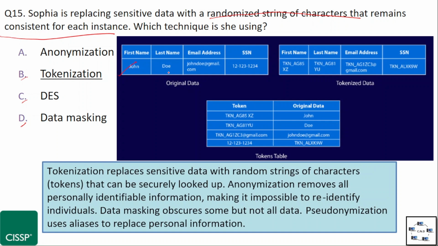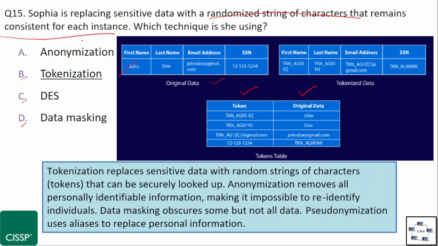And this is how tokenization works. So this is the original data. It is basically sensitive PII data, personally identifiable information. We have first name John, last name Doe, email address, and social security number. And then we tokenize this data. Tokenization means that we generate a token for each of these pieces of information, and then we have a table that relates this token to the original data.